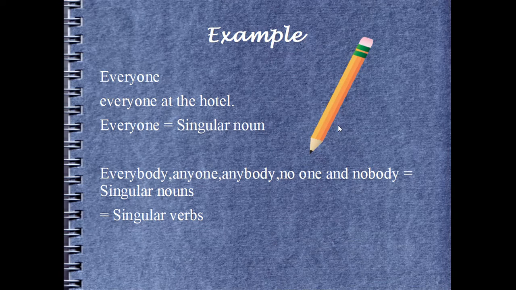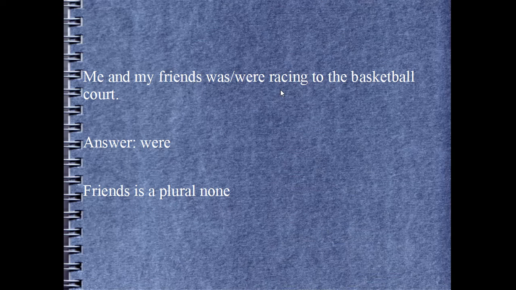Everyone's kind of cousins or compatriots are everybody, anyone, anybody, no one, and nobody. And all of these nouns are singular nouns, which means they require singular verbs. For an example, me and my friends was or were racing to the basketball court. The answer would be were, because friends is a plural noun. And like we said earlier, a plural noun needs a plural verb, and in this case, were is the plural verb.